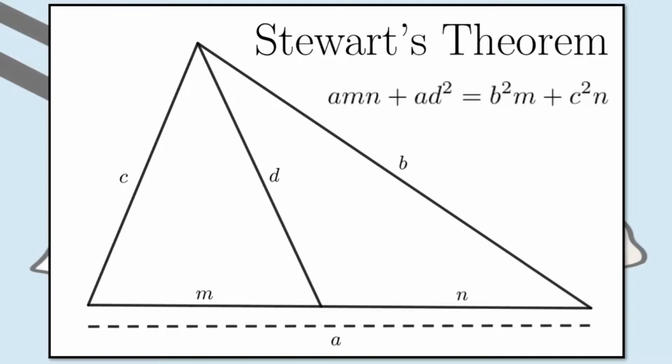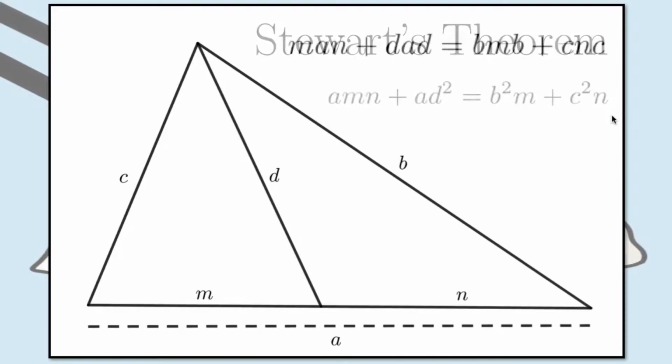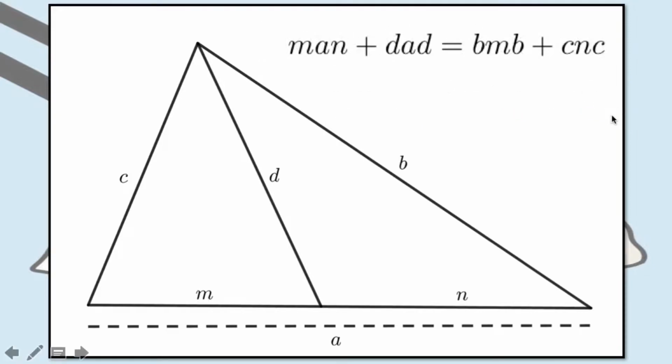Now, I'm just going to rearrange these four terms, and this will be the result. So you would see that if I rearrange the terms, I would get that MAN plus DAD equals BMB plus CNC. Now, this MAN means M times A times N, and similar for the rest.